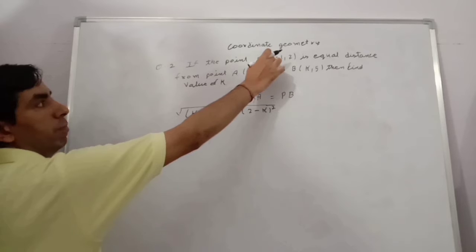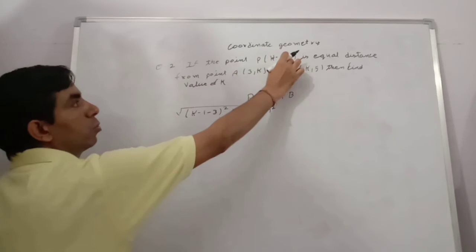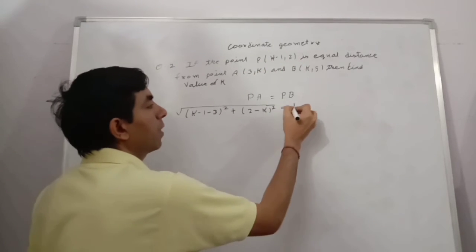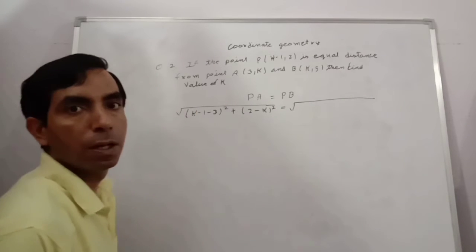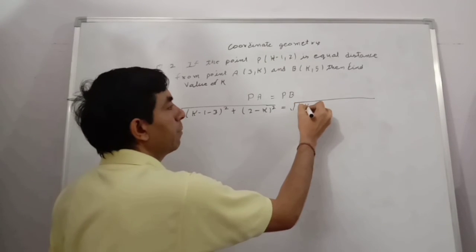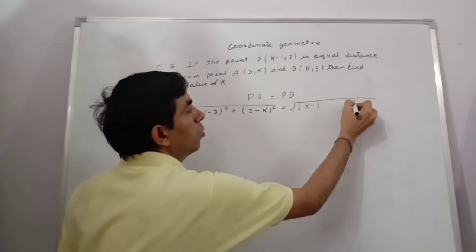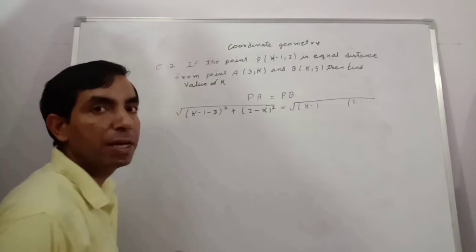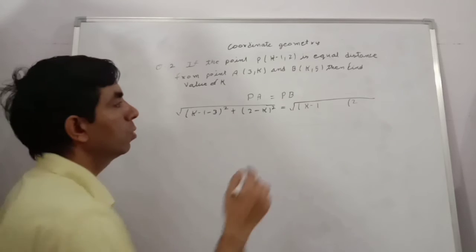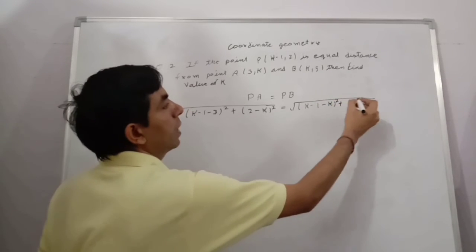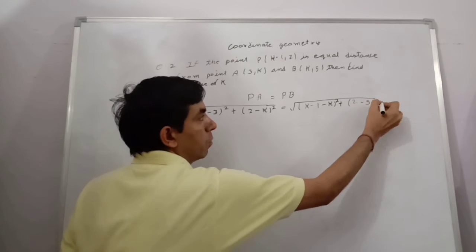k minus 1 minus 3 whole square plus 2 minus k whole square. By a similar method, we can find the distance PB. We always write (k minus 1, 2) as it is, that is x2, y2, and then write x1, y1. Here x1, y1 for PB is (k, 5). So k minus 1 minus k whole square plus 2 minus 5 whole square.